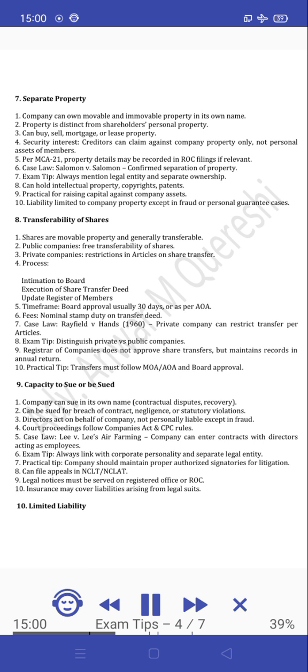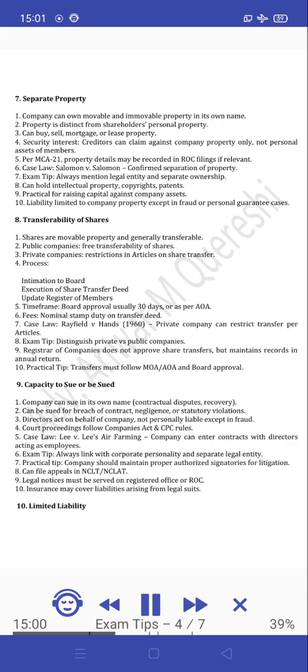8. Transferability of shares. 1. Shares are movable property and generally transferable. 2. Public companies. Free transferability of shares. 3. Private companies. Restrictions in articles on share transfer. 4. Process. Intimation to board. Execution of share transfer deed. Update register of members. 5. Timeframe. Board approval usually 30 days, or as per AOA.